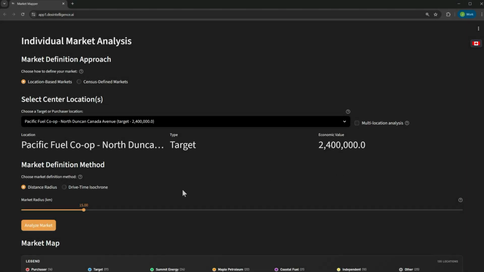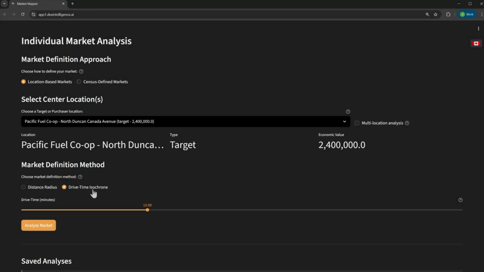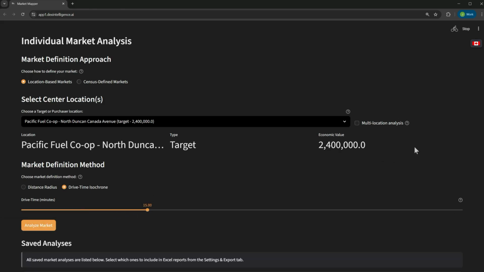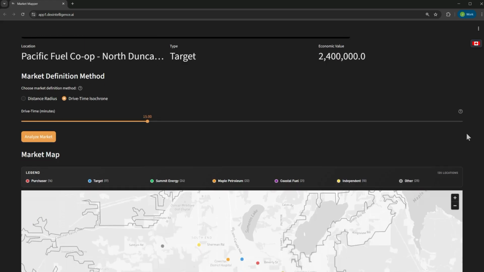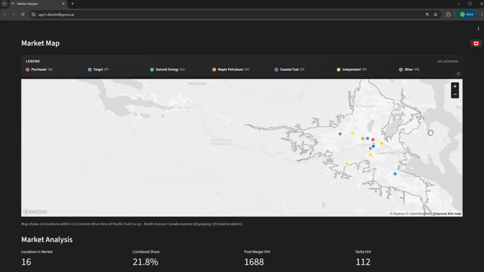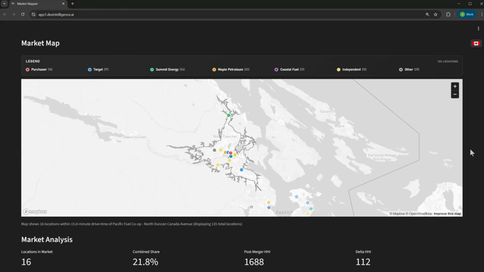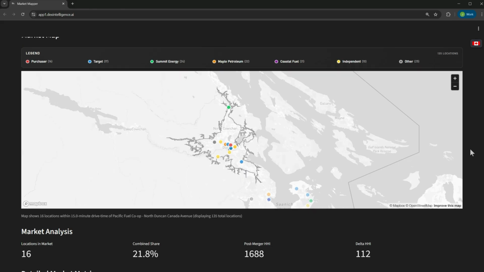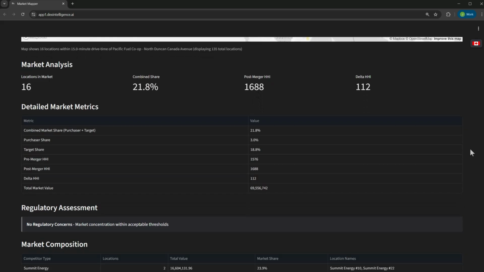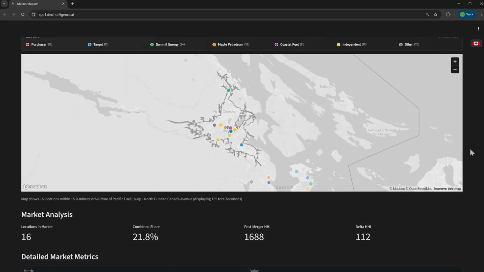Now we can do the same thing for markets defined by drive time. So we can select 15 minutes and map the 15-minute drive time catchment around this location. You can see that drive time catchments reflect the geography a lot differently than simple circular catchments. And below the map, we have our HHI, shares, and detailed market breakdown.